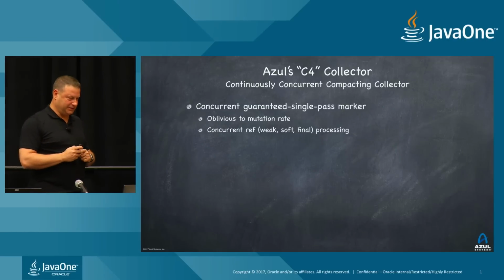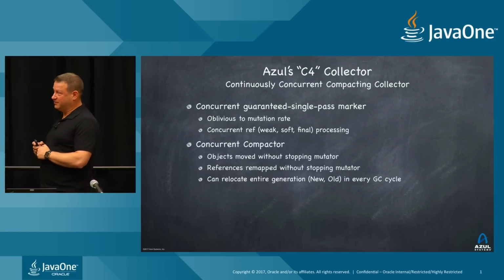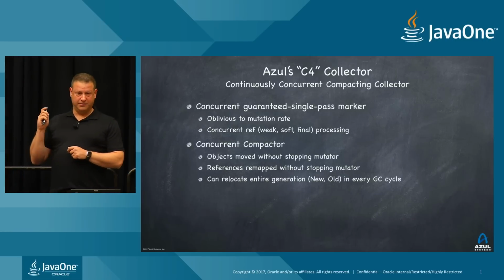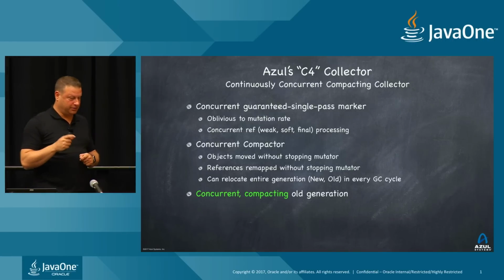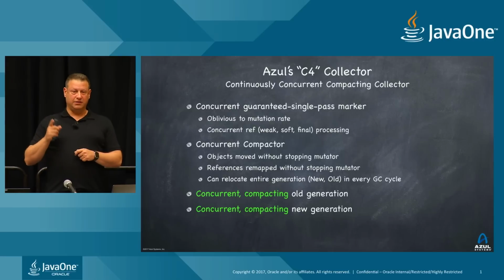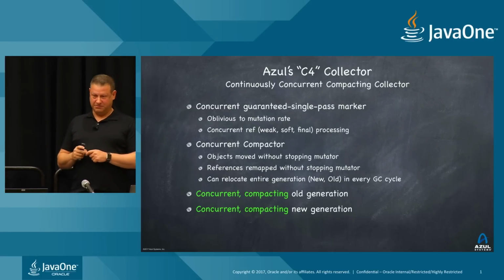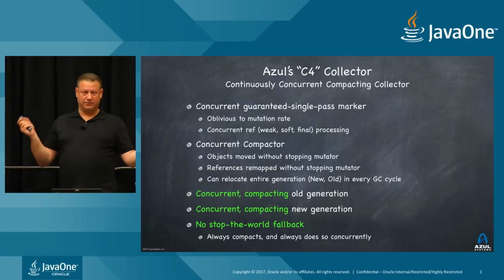But fundamentally, if you classify it, it has a concurrent guaranteed single-pass marker, can't beat it, and a concurrent compactor. It classifies as a concurrent compacting old gen and a concurrent compacting young gen. It's the only non-pausing new gen there is right now in JVMs or runtimes in general. It has no fallback to stop the world.